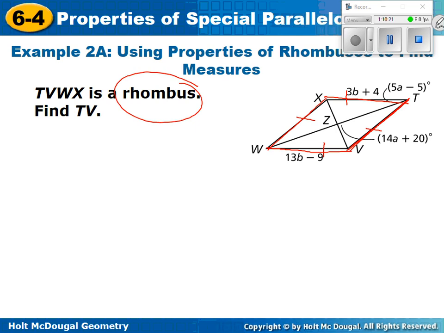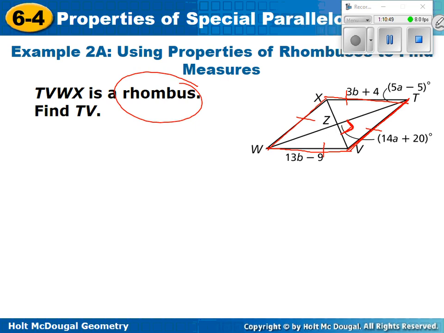Since the rhombus has perpendicular diagonals, doesn't that form a right angle? So could you use Pythagorean theorem? You could if you knew two sides. The fact that this is a right angle, or this is a right angle, we don't know the lengths of these pieces of that right triangle. If we did, we could find TV by using Pythagorean theorem.